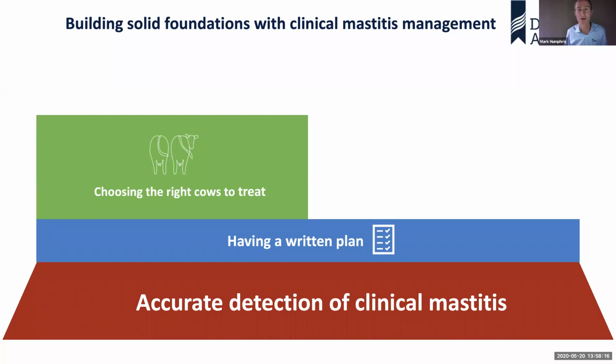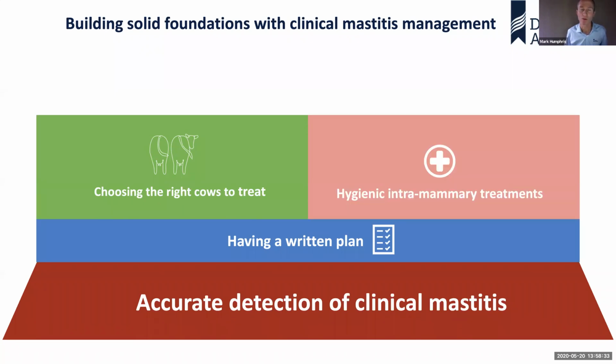Choosing the right cows to treat, I think with the evidence that we have, both with and without knowledge of the bacteria, we can start to make some really good decisions about whether a cow should be treated or whether she needs to leave the herd sooner rather than later. And then all of our farmer leaders have talked about the importance of hygiene in using intramammary treatments, and the great need for using intramammary treatments rather than injectable products as well.